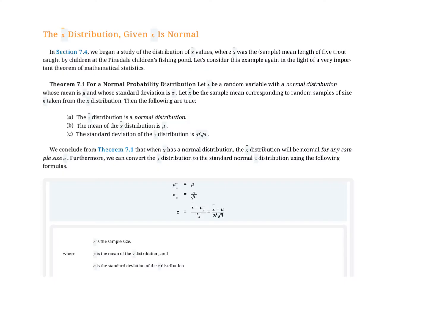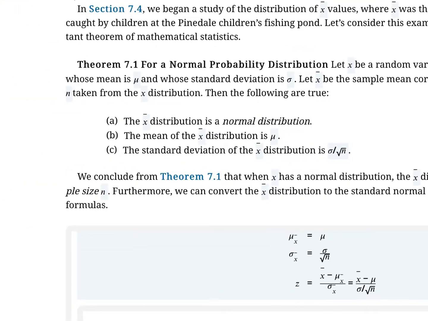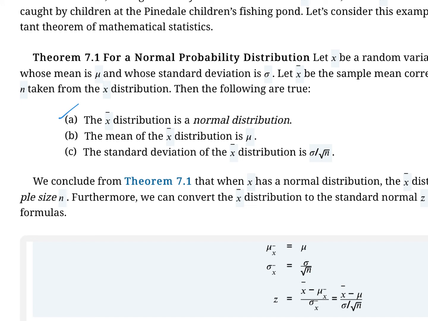So, if we're dealing with an x bar distribution, knowing that the x distribution is normal, then this is going to be true. The x bar distribution will be normal. The mean of the x bar distribution is still going to be mu. The standard deviation is going to be sigma divided by the square root of n. So all of this I just talked about, but I want to make sure you understand. Okay?